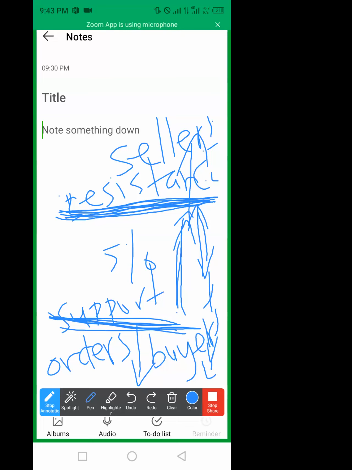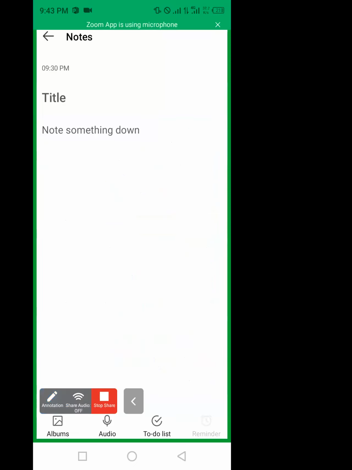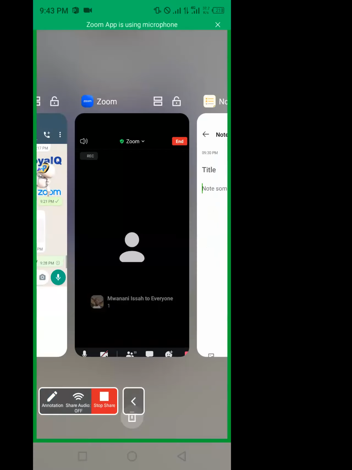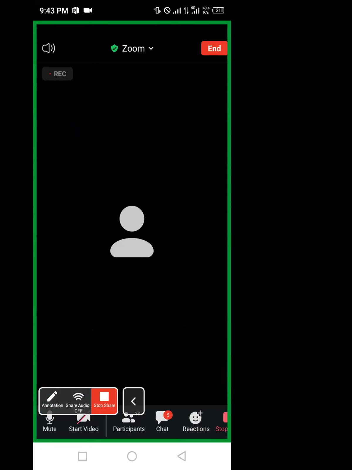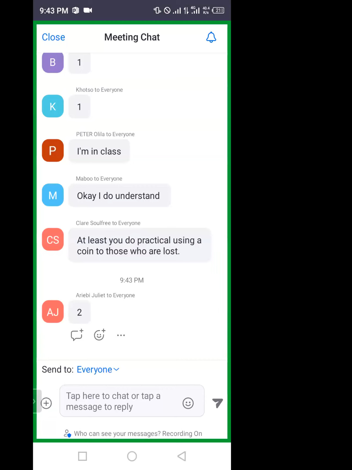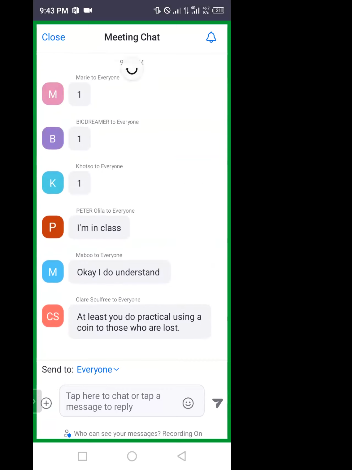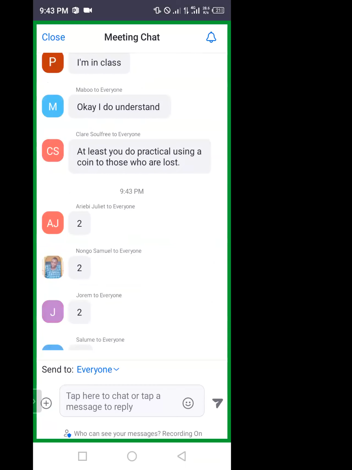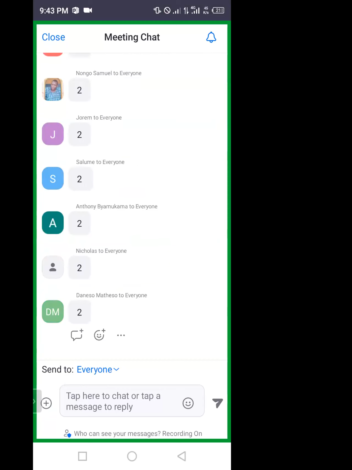I don't know whether that one is understood. If you have understood that one, let's go to the chat room. If you have understood that one, write a 2. Write a 2.